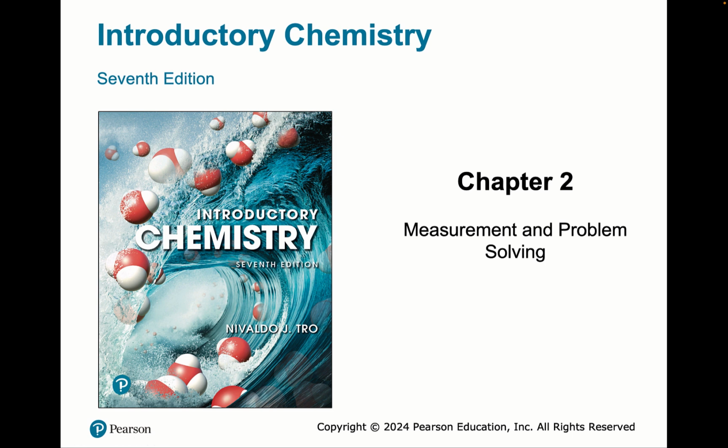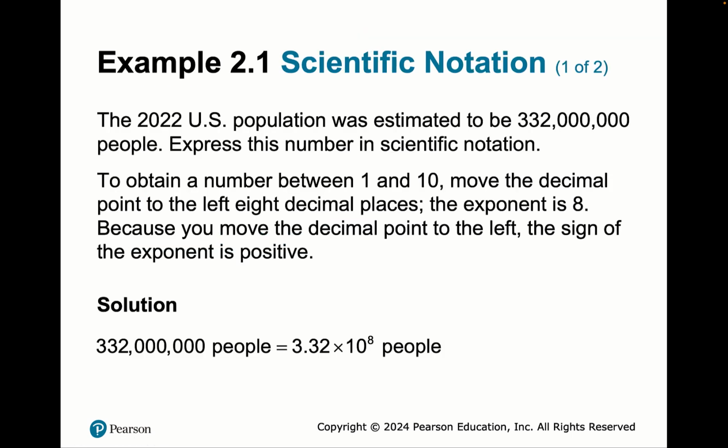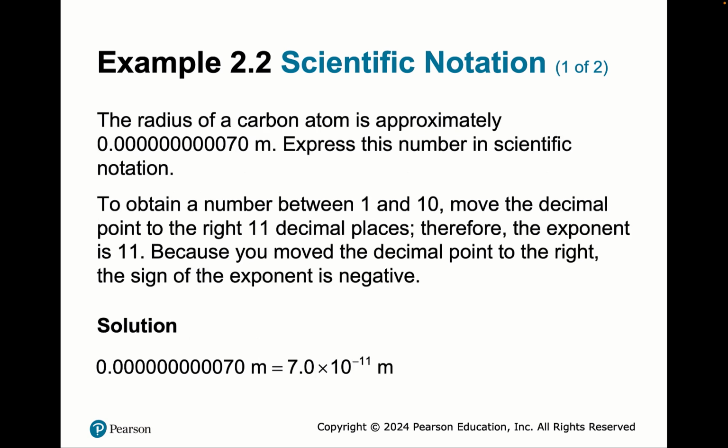Okay, now we're going to look at some problems for Chapter 2. So looking at this, the U.S. population is estimated to be 332 million. The zeros to the right, in this case, are ambiguous, so we're not really sure. This one has 3 sig figs, and we can write it as 3.32 times 10 to the 8th people to 3 sig figs.